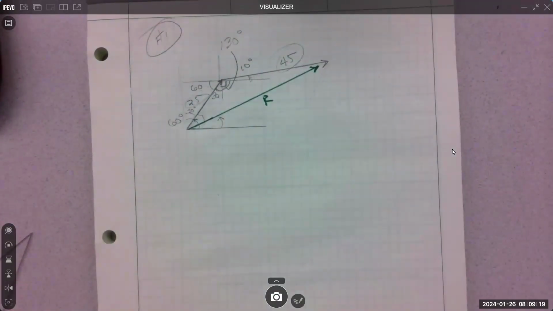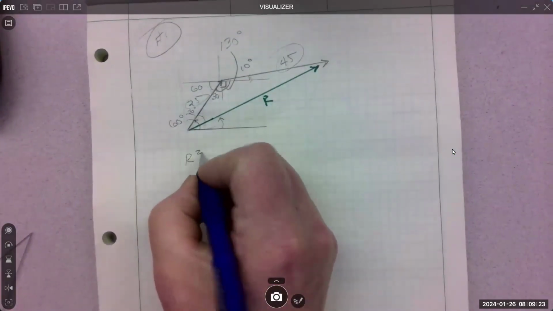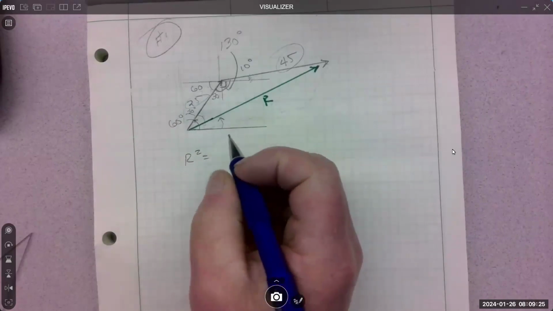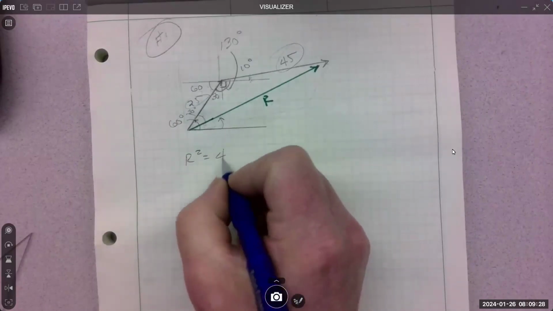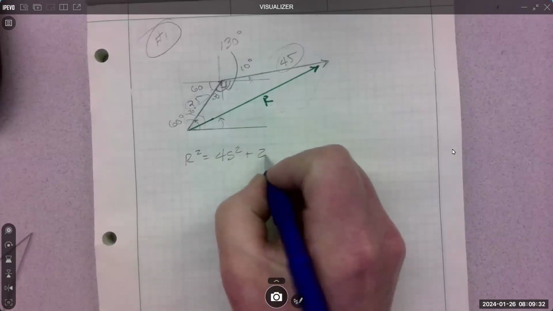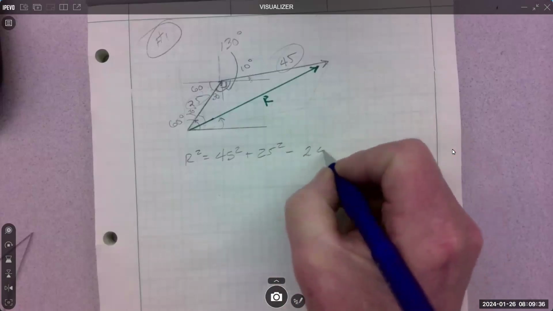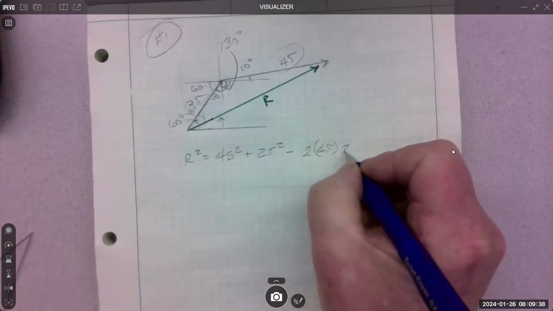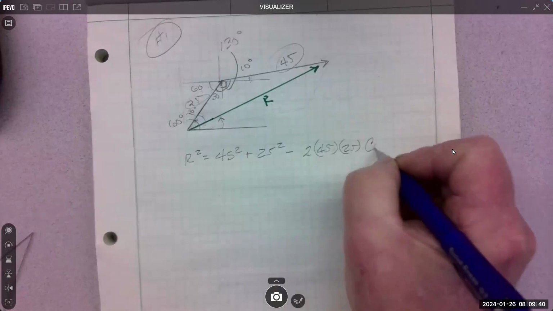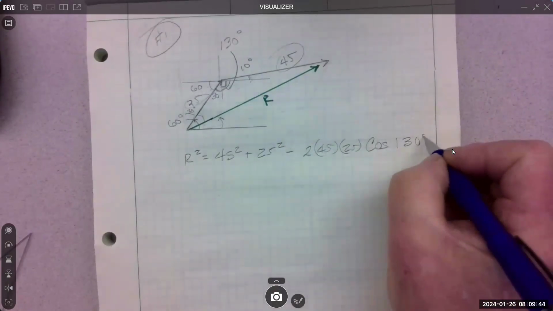Once you have that, you can put it together with the cosine law. R squared equals side squared, doesn't matter which side, plus the other side squared, minus 2 times both those sides, cosine the opposite angle, 130.